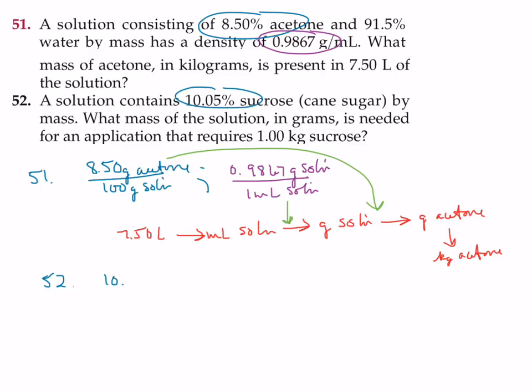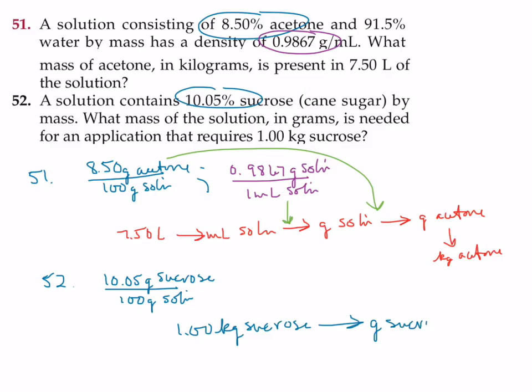My hint for the second one is probably similar. No, it's not. There's no density given. You just get a weight percent of sucrose solution and are asked what mass of solution you need to set aside in order to get 1.00 kilograms of sucrose. So I would start with 1.00 kilograms of sucrose. Of course, you're going to have to convert that to grams, and then you can go ahead and plug in your weight percent.